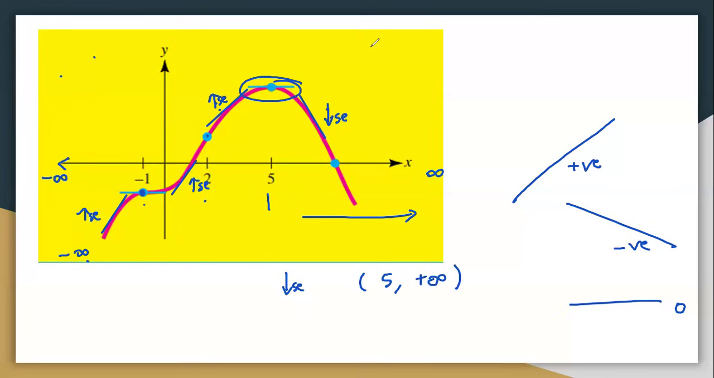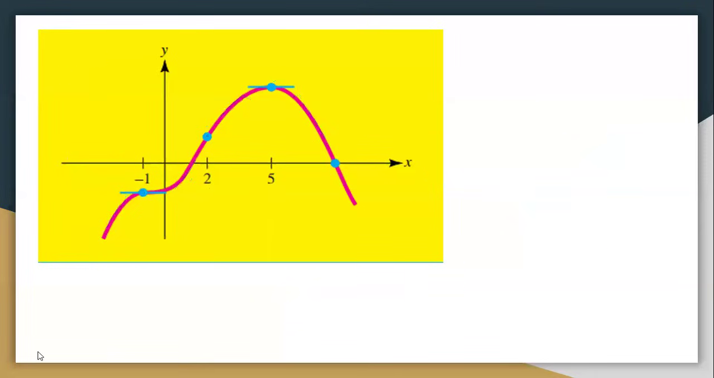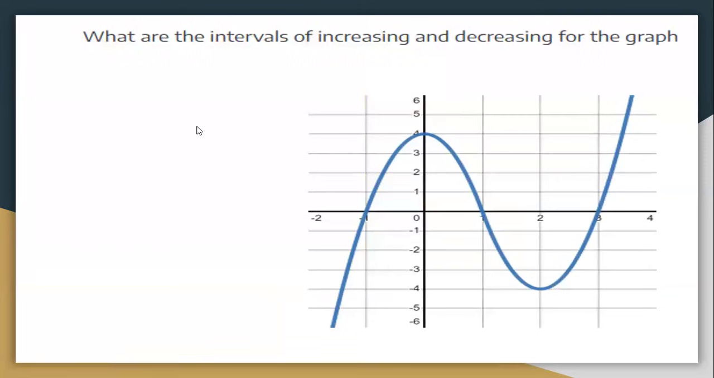Are we together, members? Is that fine? Okay. I'm going to have one that I want you to try out for me. What are the intervals of increasing and decreasing for the curve? Let me pick on Gilbert. Yes, Gilbert.